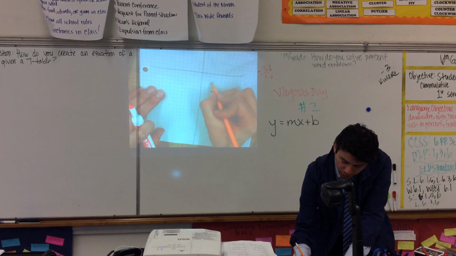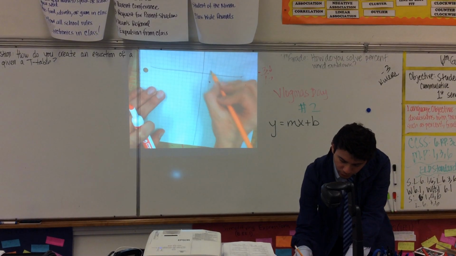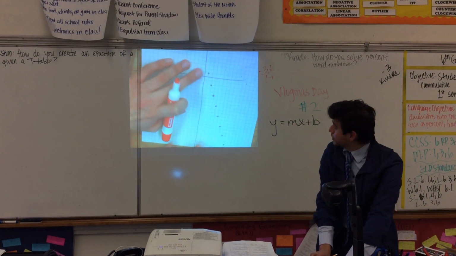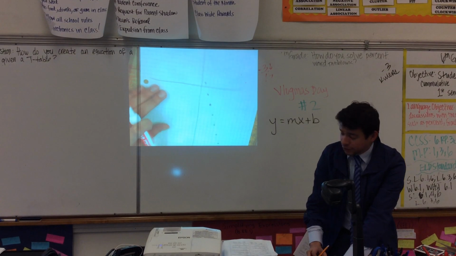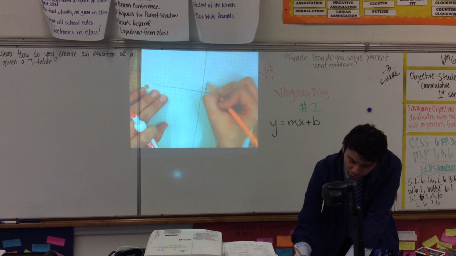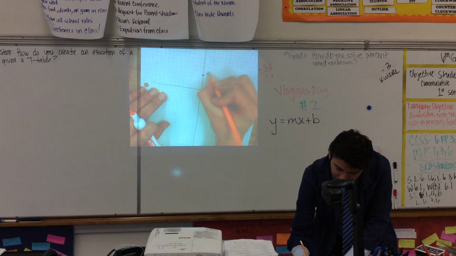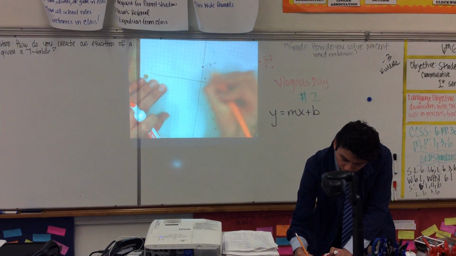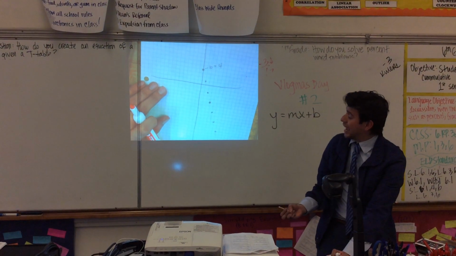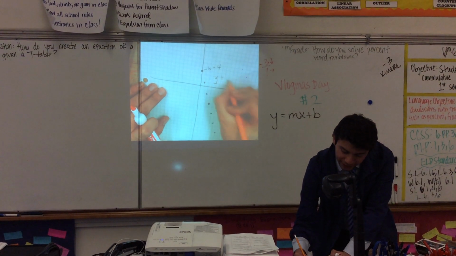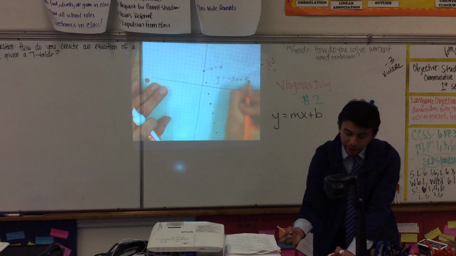1, 2, 3, 1 to the left. 1, 2, 3, 1 to the left. We're almost getting there. We're almost going to get the y-axis. 1, 2, 3, boom! So your y-intercept is 1, 2, 3, 4. So then my answer should be y equals negative 3x plus 4.